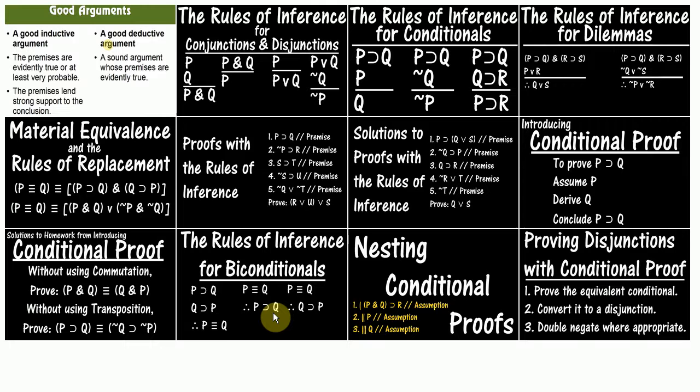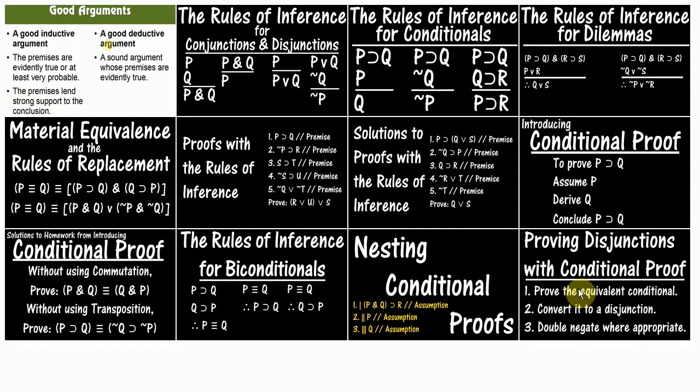In the next video, the rules of inference for biconditionals, we introduced some rules for introducing and eliminating biconditionals, and we use these in proofs for the rule of material equivalence. And you can see both versions of that rule right here. In the next video, we did a proof of the rule of exportation, which involved the nesting of conditional proofs. And in proving disjunctions with conditional proof, we went over proofs for the disjunctive forms of commutation and association.